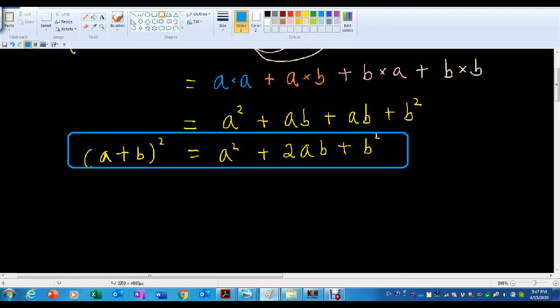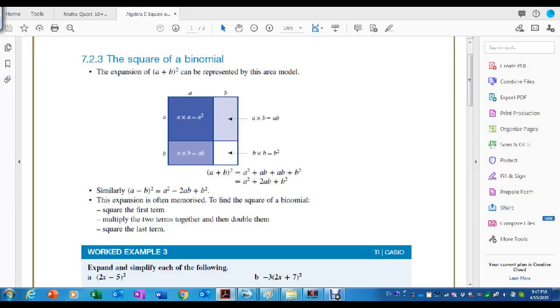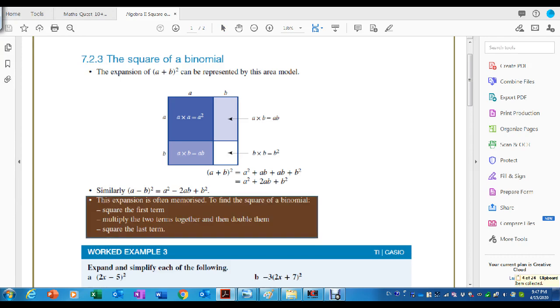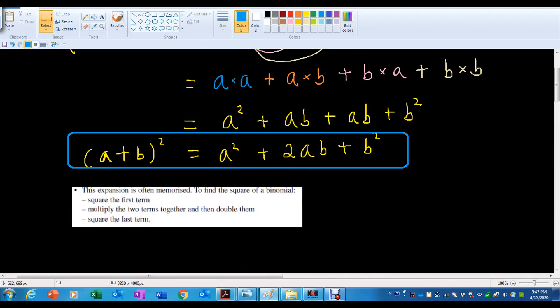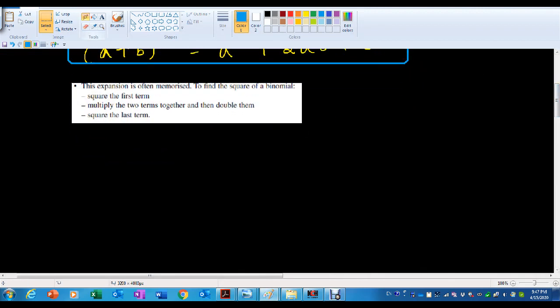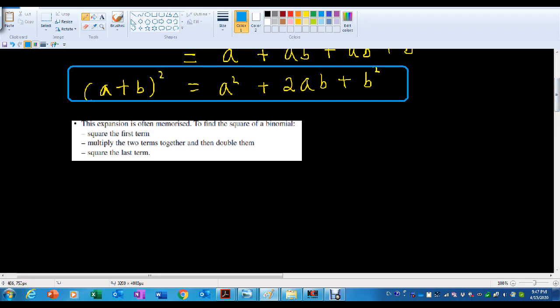In the notes, they give you a way to memorize the square of a binomial. How could we remember the terms? First, the square of the first term, then multiply the two terms together and double them, that means 2 times ab, and then square the last term. You might remember it as the square of the first term, the square of the last term, and in the middle is 2 times the product of the two terms. So that will do it.